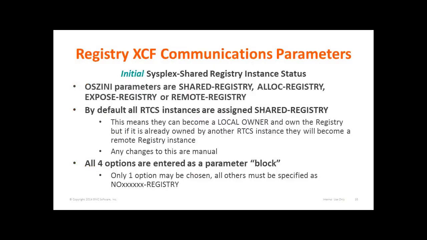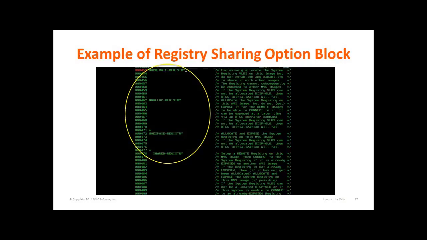The flags in the OSZ-INI member for the RTCS subsystem system registry are Shared Registry, Alloc Registry, Expose Registry, and Remote Registry. Only one of these can be active for any registry instance, or LPAR. The others must be prefixed with no. Here's an example where the first 3 parameters in the block, private, alloc, and expose, are prefixed with no, and the shared option is active.